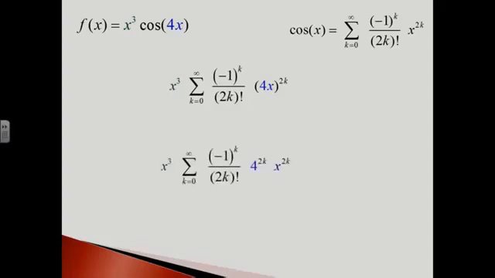Separating the coefficient and the power parts, we get x cubed multiplied by sigma k from 0 to infinity of minus 1 to the power of k divided by (2k) factorial multiplied by 4 to the power of 2k multiplied by x to the power of 2k. Multiply x cubed with each term in the series. It results in sigma k from 0 to infinity of minus 1 to the power of k divided by (2k) factorial multiplied by 4 to the power of 2k multiplied by x to the power of 2k plus 3.